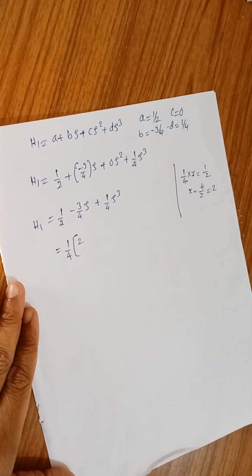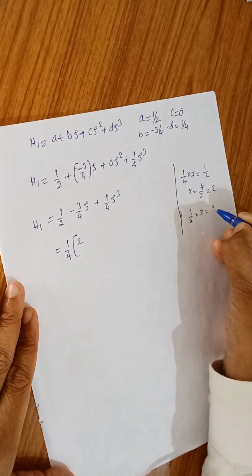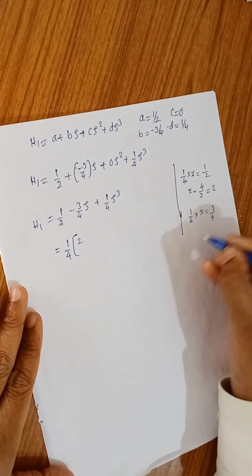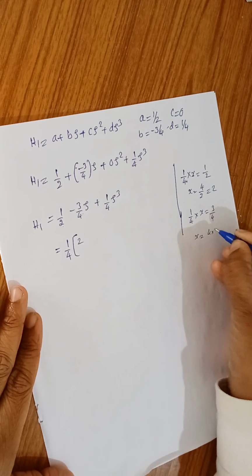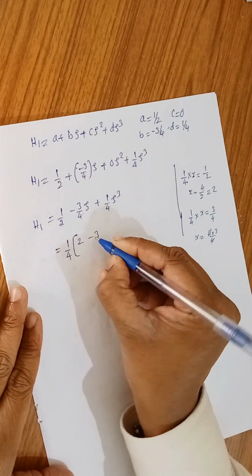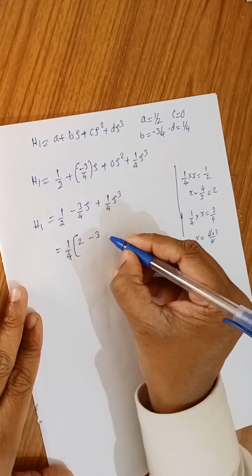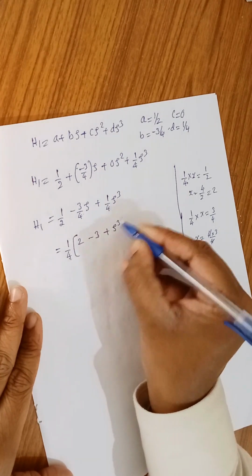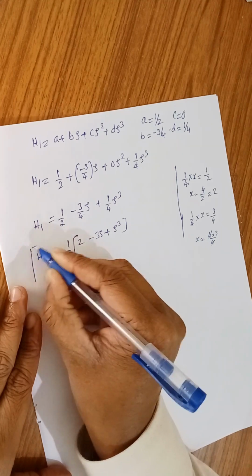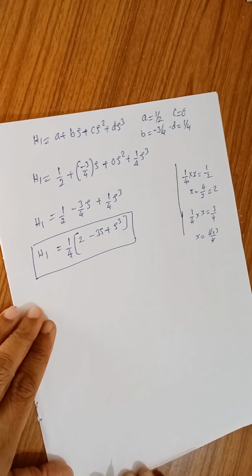You can clearly understand here. Similarly, 1 by 4 into some number gives me 3 by 4 here. If this 4 goes to the other side, I get 4 into 3 by 4, the 4 gets cancelled, and x is going to be 3. So minus 3, therefore minus 3 by 4. I have written it here. And with 1 by 4 taken common, I get zeta cube, so I retain that zeta over here. So this is the final value of h1. In a similar way, we are going to solve for the values of h2, h3 and h4.